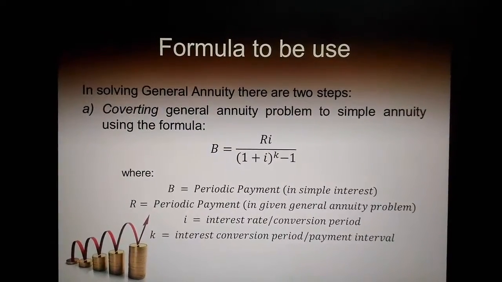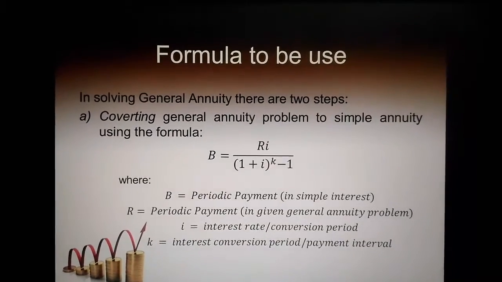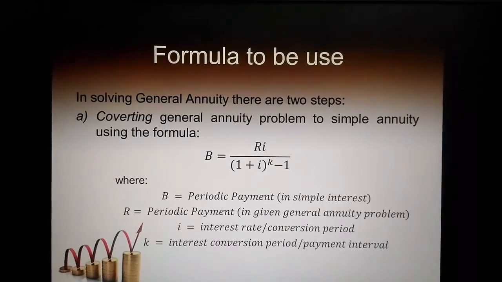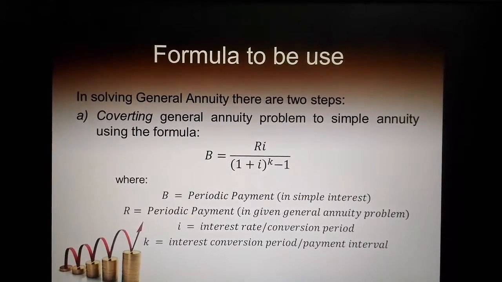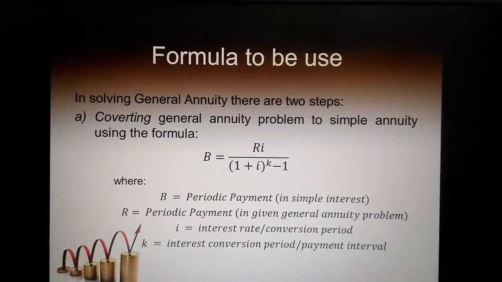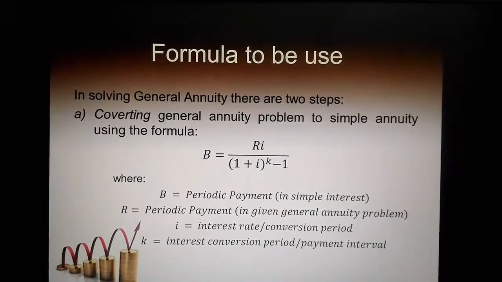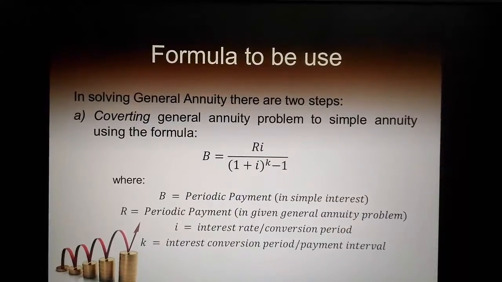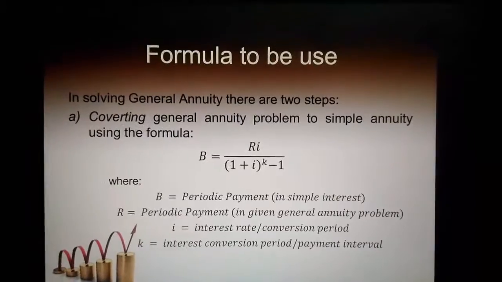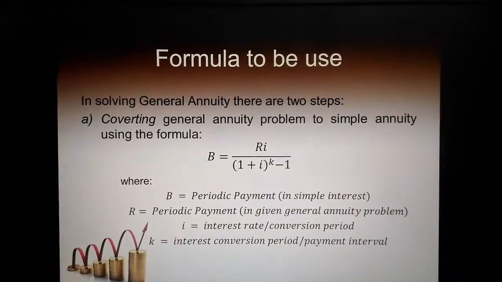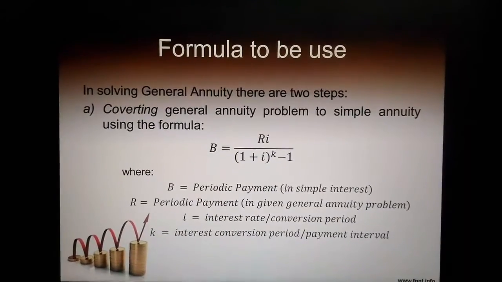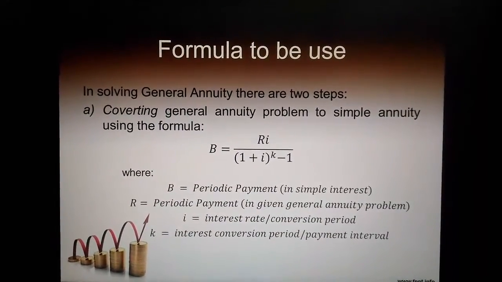Solving general annuity, there are 2 steps. First is converting the general annuity problem to simple annuity using the formula B is equal to Ri divided by the quantity of 1 plus I raised to the power of K minus 1. Whereas our B is our periodic payment in simple annuity, R is equal to periodic payment in the given general annuity problem, I is our interest rate divided by conversion period. Lastly, our K is interest conversion period divided by payment interval.